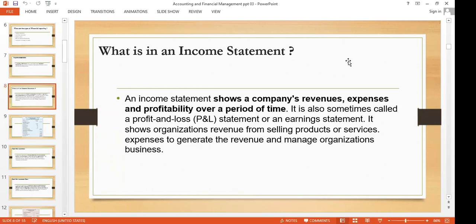The income statement shows a company's revenues, expenses, and profitability over a period of time. It is also sometimes called a profit and loss statement or an earnings statement.